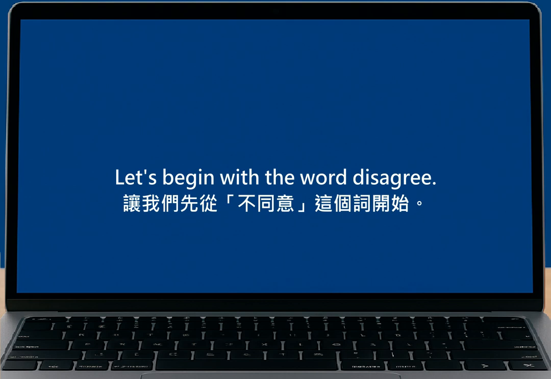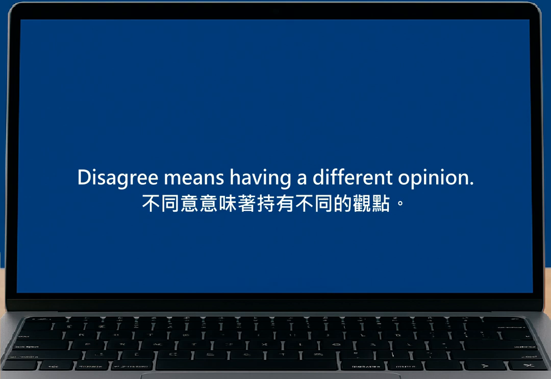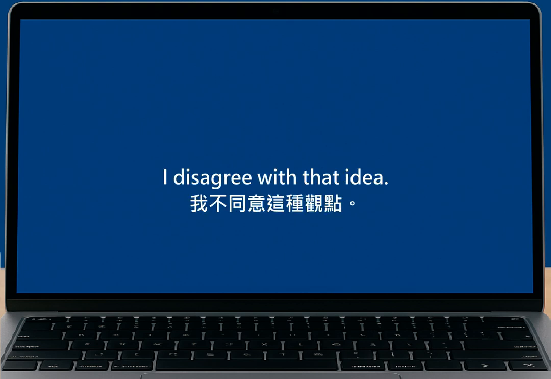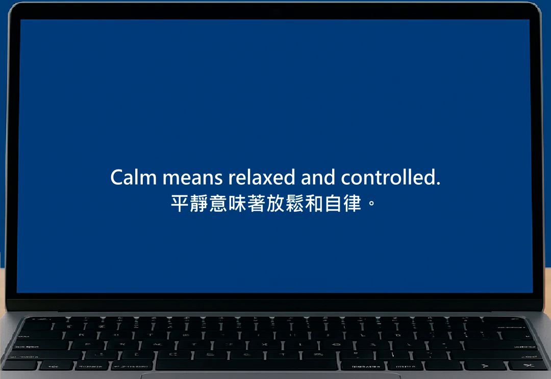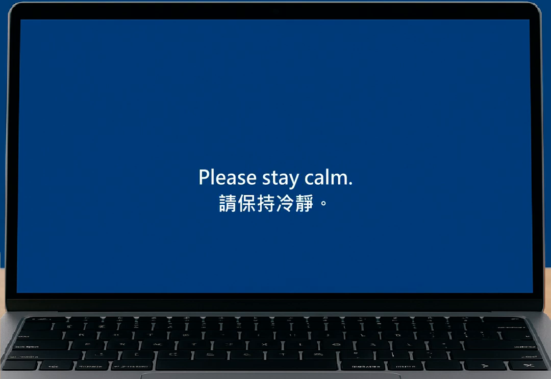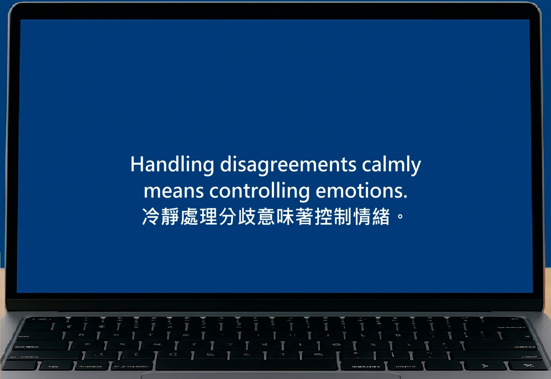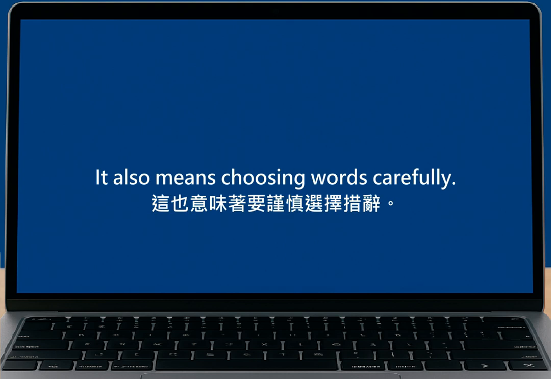Let's begin with the word disagree. Disagree means having a different opinion. Example: I disagree with that idea. Now let's talk about calm. Calm means relaxed and controlled. Example: please stay calm. Handling disagreements calmly means controlling emotions. It also means choosing words carefully.